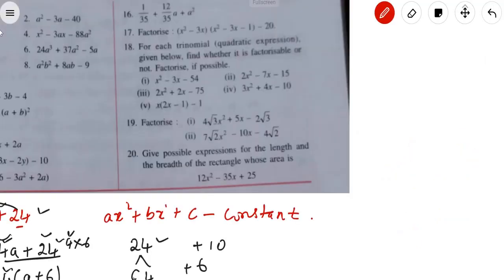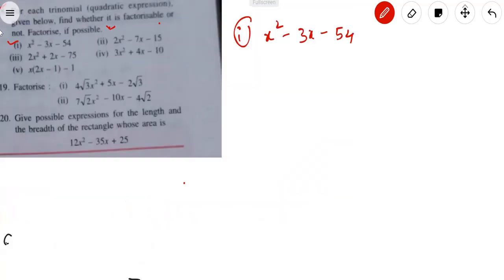So problem number 18, if you see here, what is given? For each trinomial, that is quadratic equation, given below, find whether it is factorizable or not factorizable. If it is factorizable, then factorize. In this we will take the first one. See whether it is a quadratic equation or not, whether it is in this form or not. Yes, it is in the form of ax square plus bx plus c.